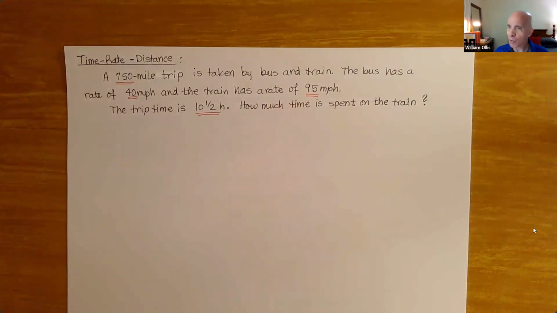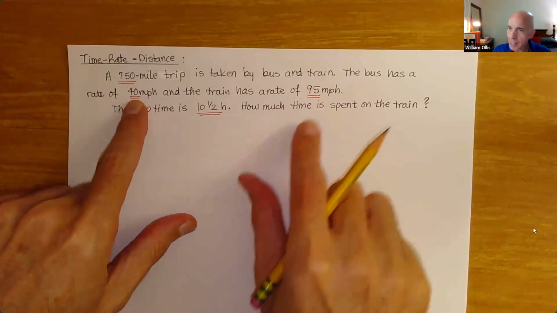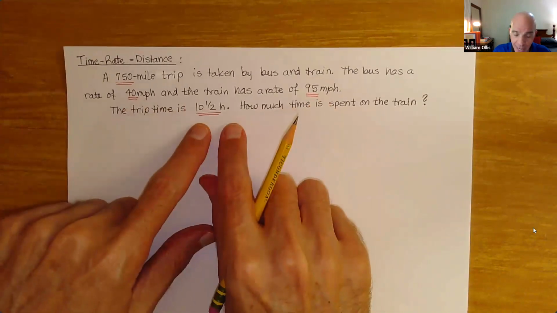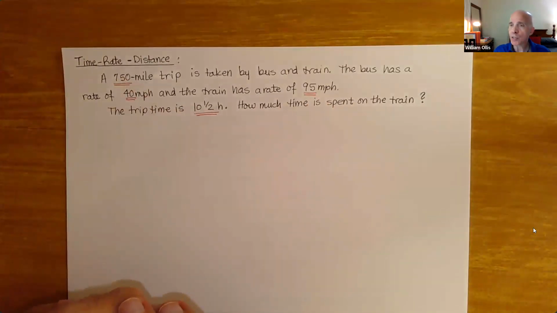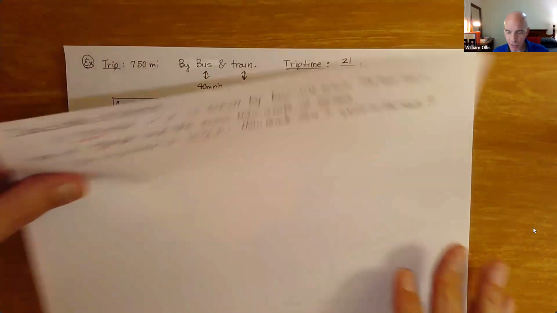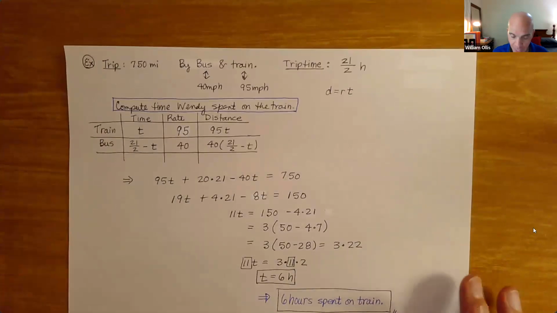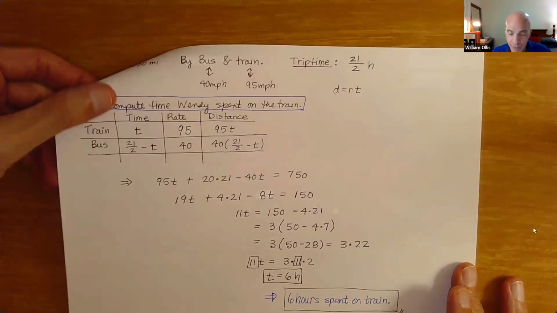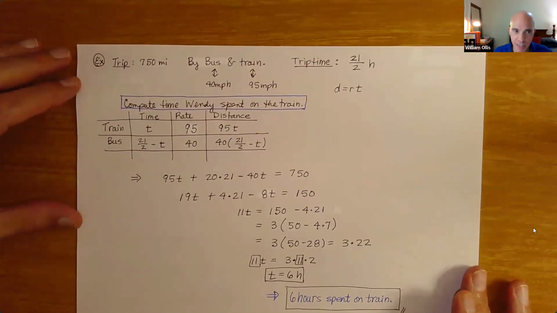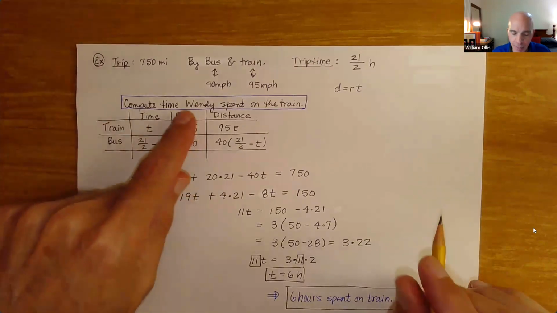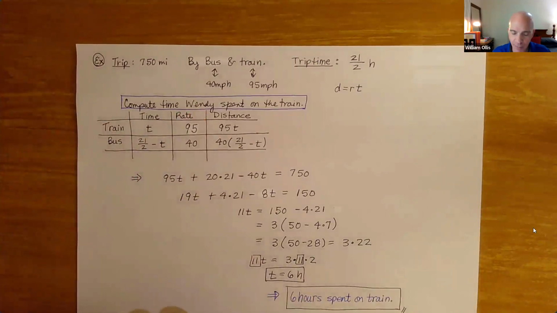Okay, well, time, rate, distance. Again, uniform rates, as we see here. We have a time, we have a distance. So this is something that requires the distance equals rate times time. So let's look at this. And this is fairly straightforward, but this gives you a little bit more practice. So the name of the young lady, I think in the problem, was actually Wendy. So I say compute time Wendy spent on the train.